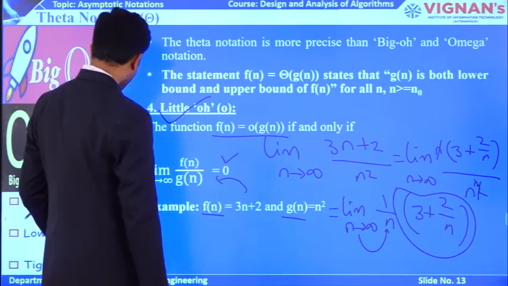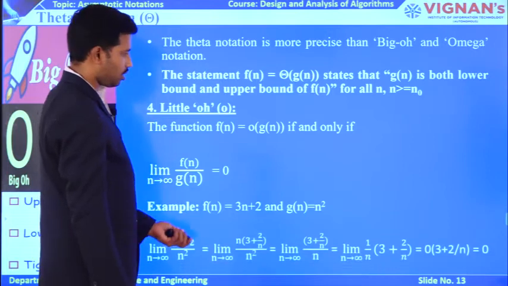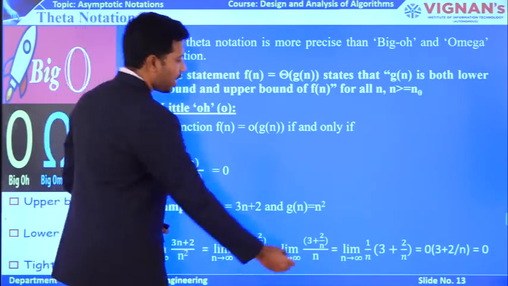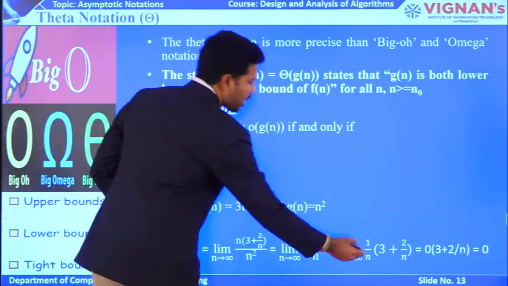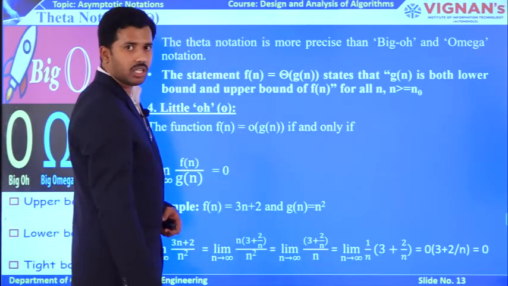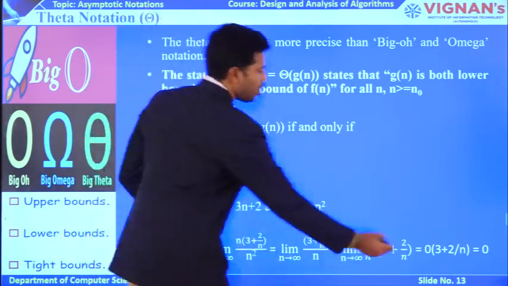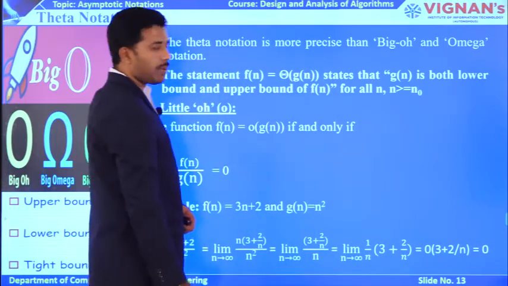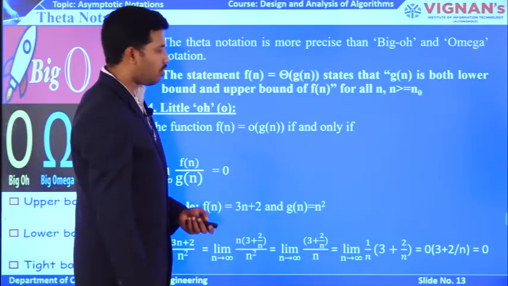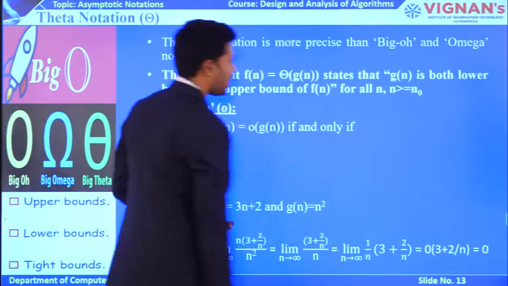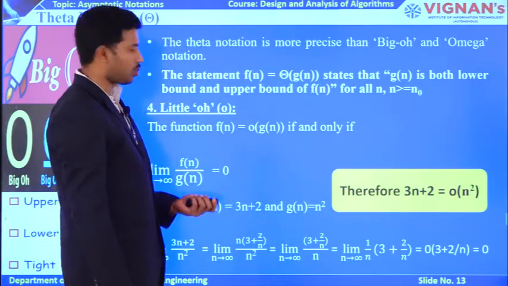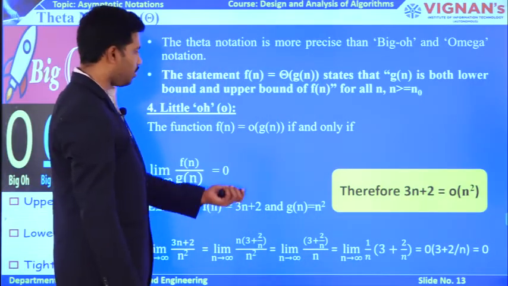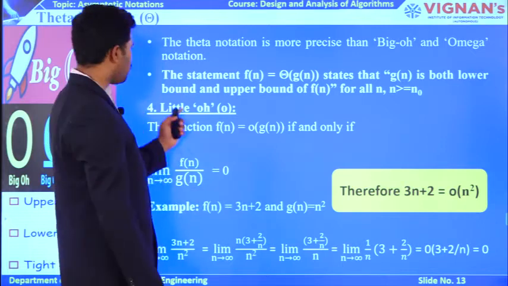Okay. Now let us observe the problem analysis. Here 1 by n is there. So substitute n equal to infinity. 1 by infinity value is 0. So 0 into 3 plus 2 by n becomes 0. If your result is 0, ultimately I can say that my 3n plus 2 as well as g of n, which is n square, have a relationship with little o.